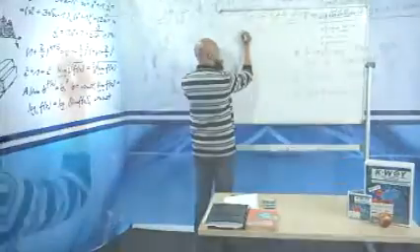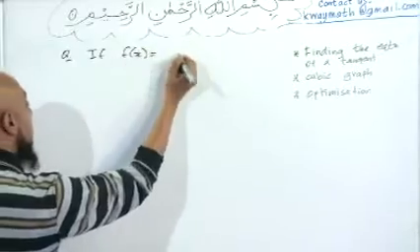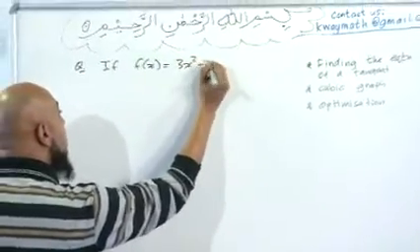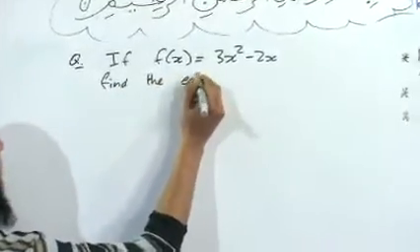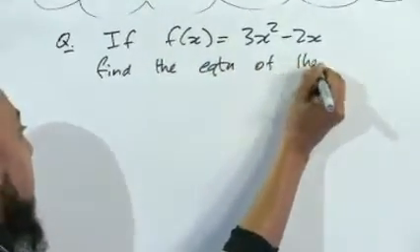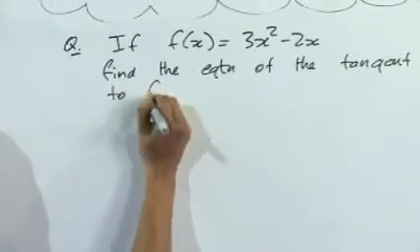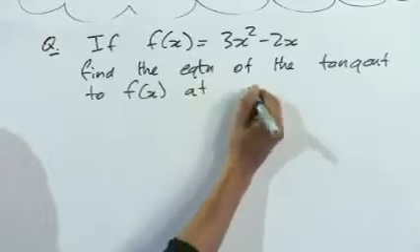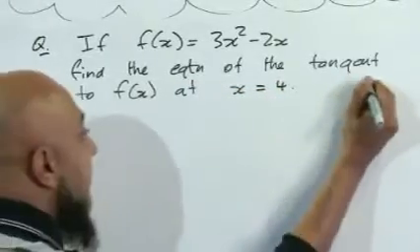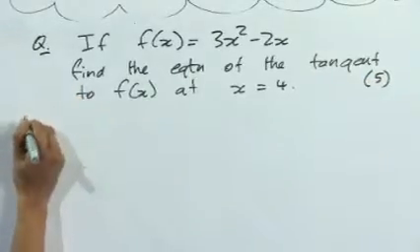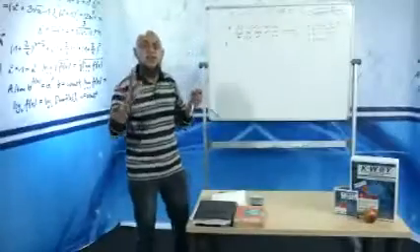The question in the exam would state: if f of x is equal to 3x squared minus 2x, find the equation of the tangent to f of x at x equal 4. A question like this in the exam is worth 5 marks. Now, what we need to do here, boys and girls, is understand what is happening.